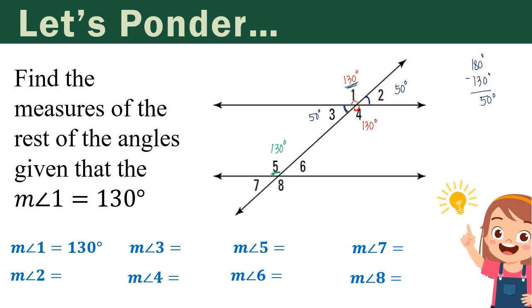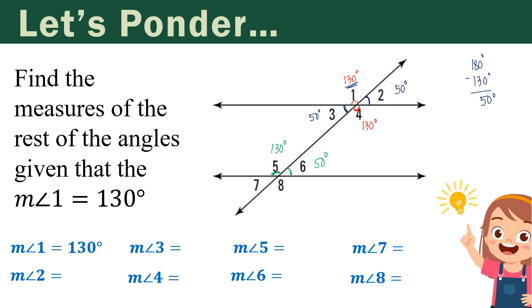But guys, take note, apart from considering the corresponding angles, you can also use the idea of alternate interior angles. Diba? A while ago, I recalled that alternate interior angles or alternate exterior angles are congruent. You could also apply that. Since angle 3 is 50 degrees and alternate interior angles are congruent, the measure of angle 6 should be 50 degrees as well.